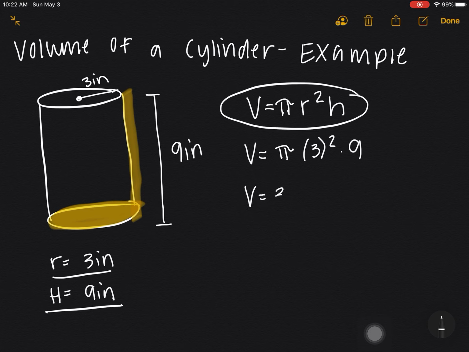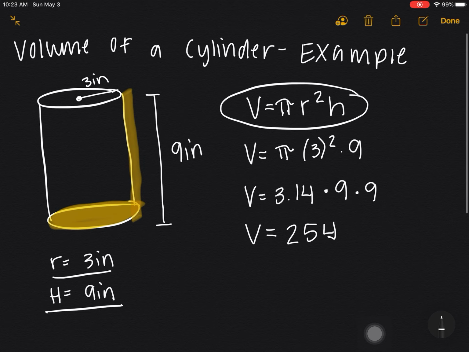Remember that if you're using a calculator, you're welcome to use the pi button, or you can use 3.14 as pi. So we've got 3.14 times 3 squared is 9, times 9 again is our height. When we multiply this out, we're going to find that our volume is 254.34 inches.